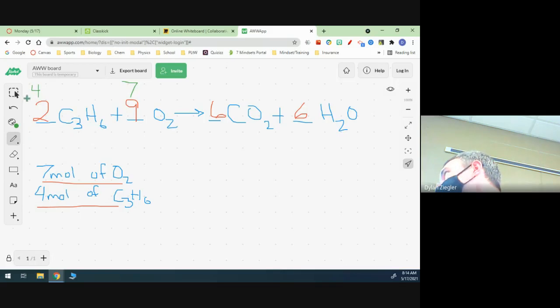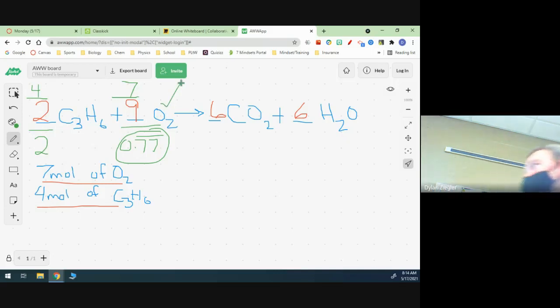Step 2, we divide and pick the lower number. 4 divided by 2, that's 2. 7 divided by 9, that's 0.77 repeating. This is the smaller number. Oxygen is our limiting reactant. We picked the smaller number. So number 1, take from the problem, put it on top, divide, and pick the lower number.